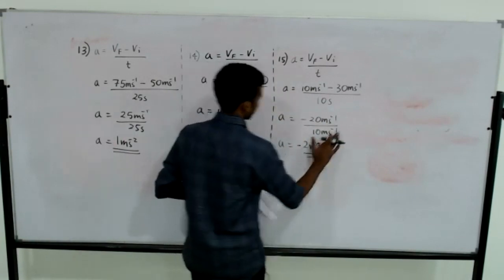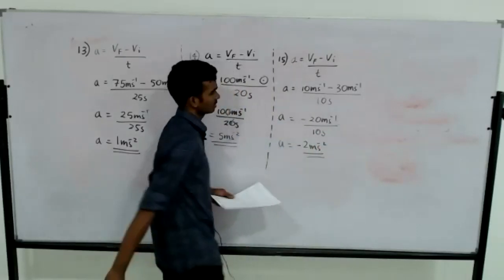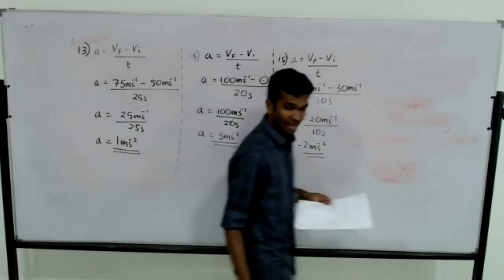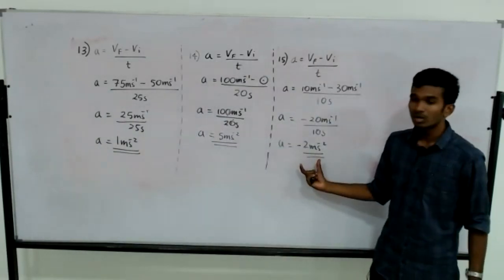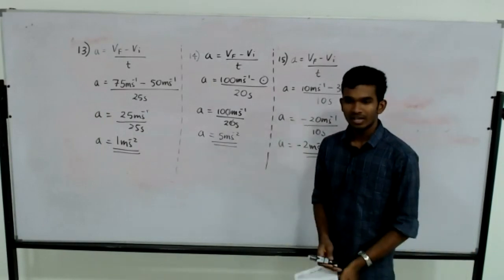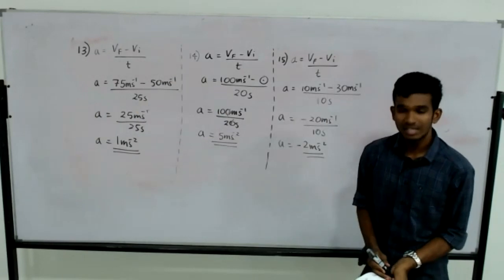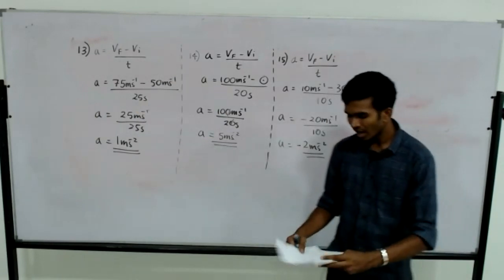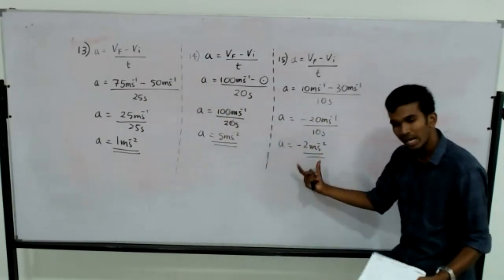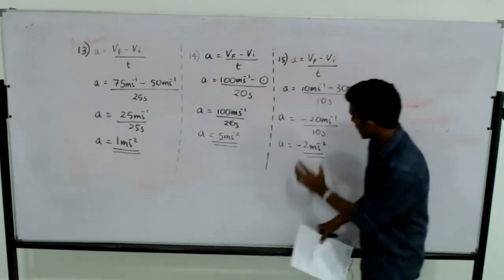Okay, so they're asking the acceleration. Acceleration is negative 2 ms to the power minus 2. What does this actually mean? Is he actually accelerating or decelerating? He's decelerating. But as they are asking the acceleration, you should give the value in negative. If they ask for deceleration, you should make it positive.